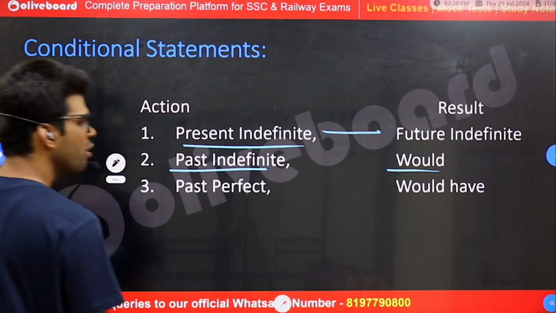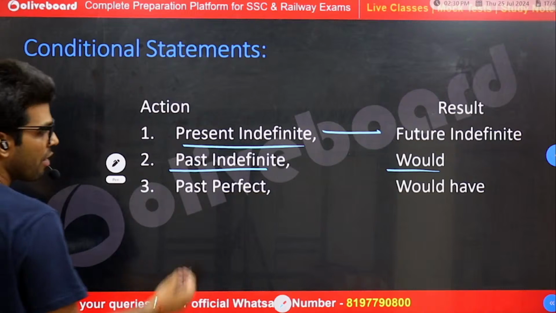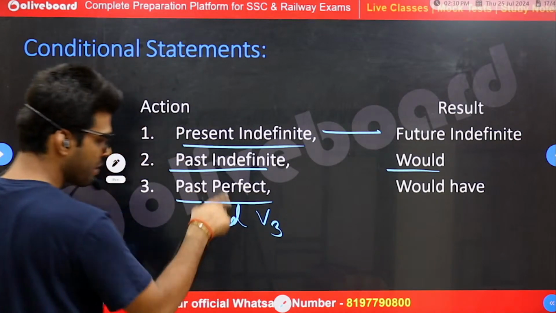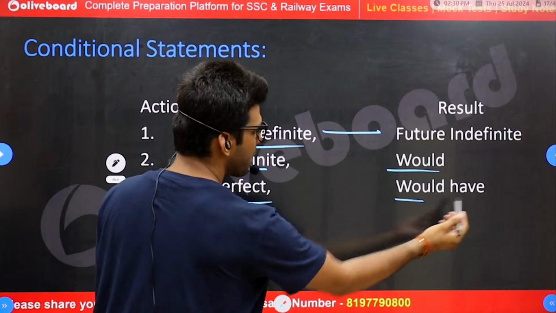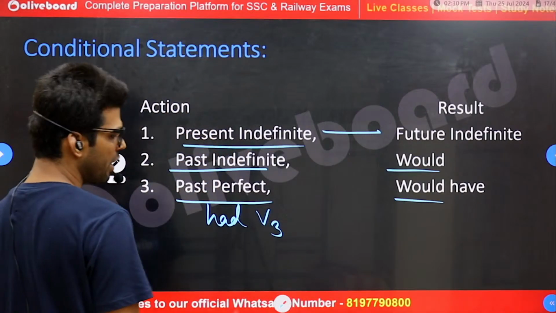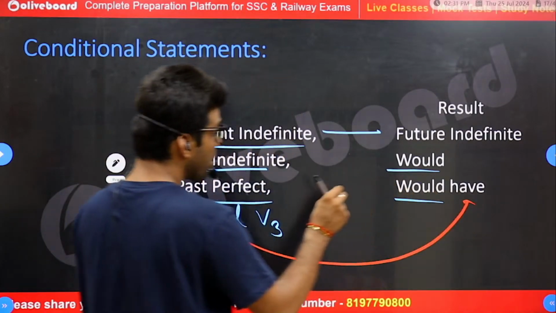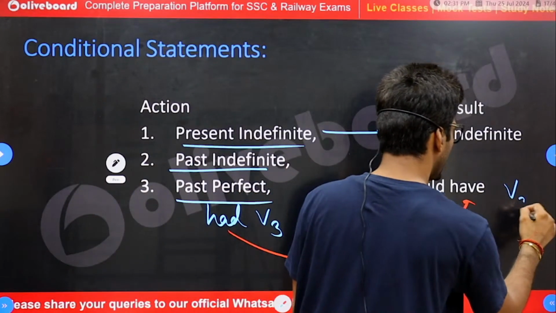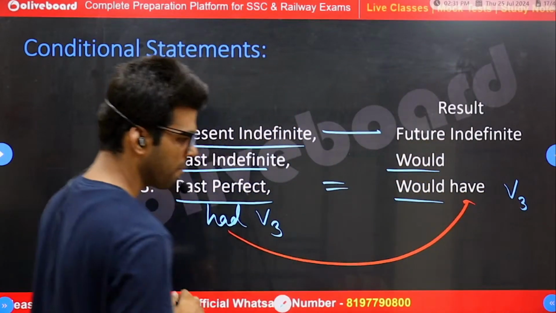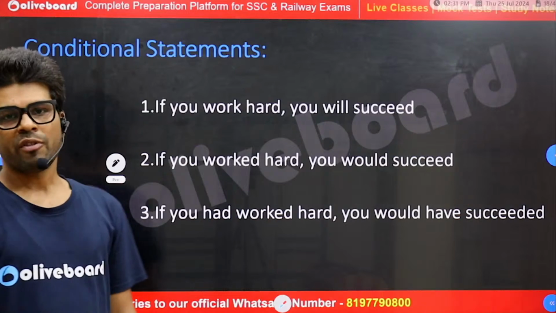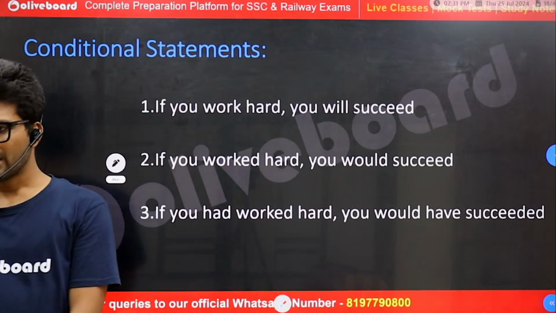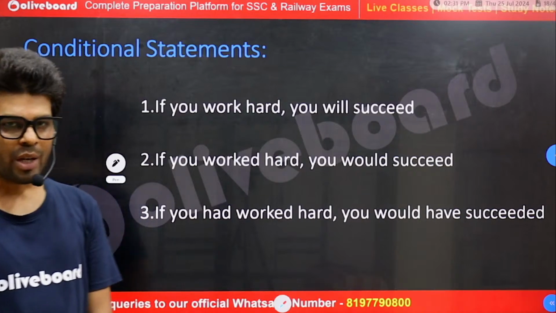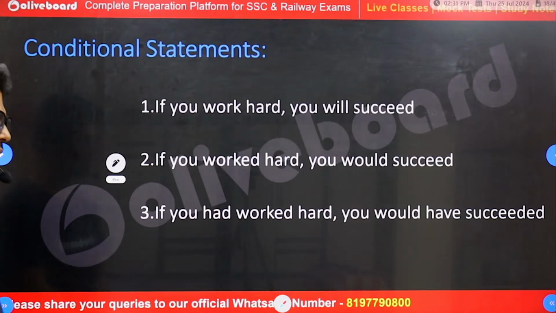When you talk about past indefinite, I'll derive. We put a would mandatorily there. When we talk about past perfect, a had and a third form, past perfect. Would is mandatory here because that was future initially. Had is mandatory here, but modals take a V1, so have will be there. And a third form here, LHS equal to RHS. For example, if you work hard, you will succeed. If you worked hard, you would succeed. And if you had worked hard, you would have succeeded.